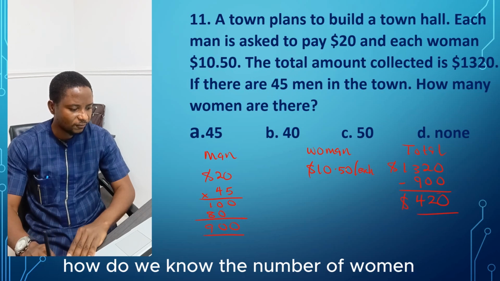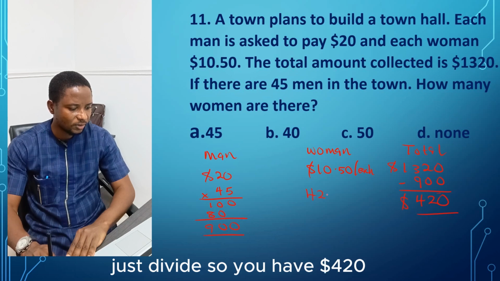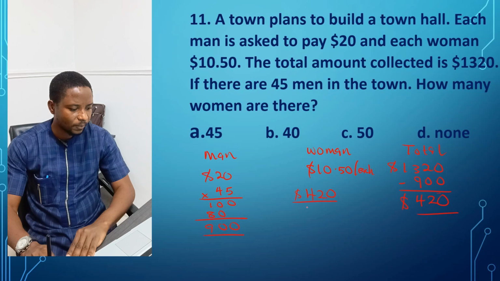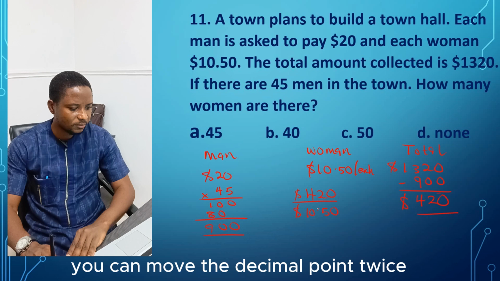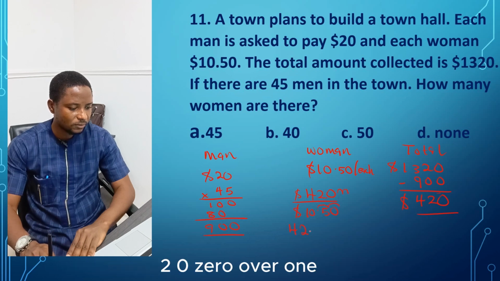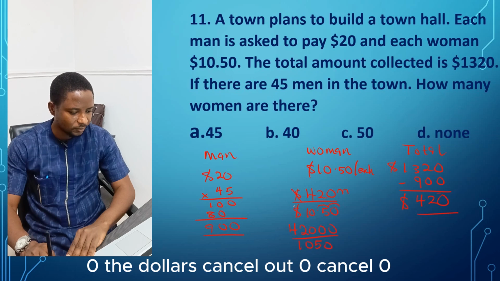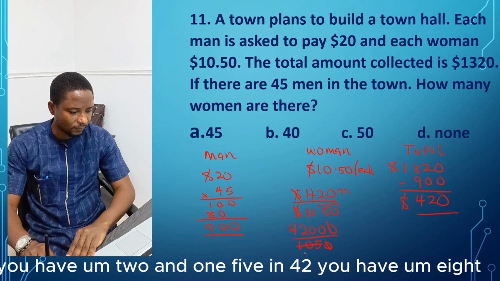So how do we know the number of women that would contribute this 420? Just divide. So you have $420 divided by $10.50. You can move the decimal point twice and add 2 zeros here. So you have 4200 over 1050. The dollars cancel out. 1 0 cancels 1 0. 5 here, you have 2 and 1. 5 in 42, you have 8.